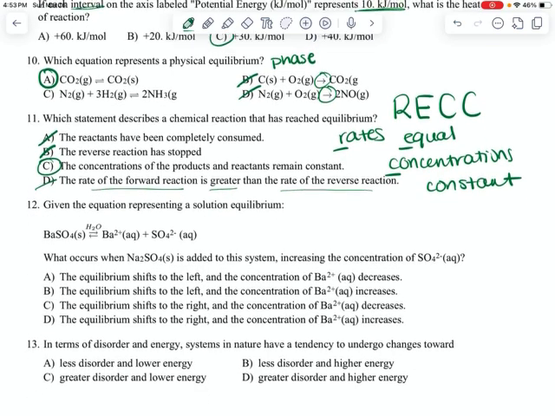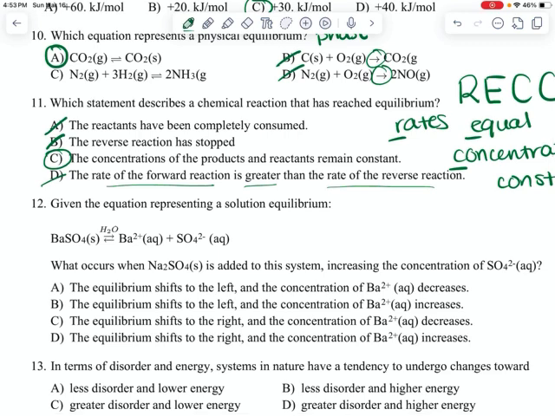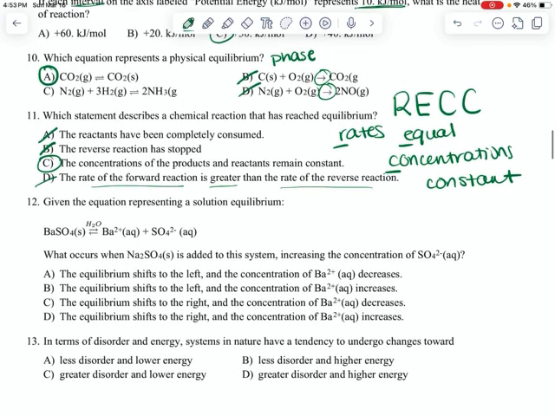And I gave you guys the example with this: rates are equal, concentrations are constant. Imagine that your bank account stayed at about the same value. That would mean that the rate that you're earning is equal to the rate of your spending. So rates would be equal, and the concentrations would be constant, right? The amount that you earn each week would be the same that you spend each week. Those values would stay constant.